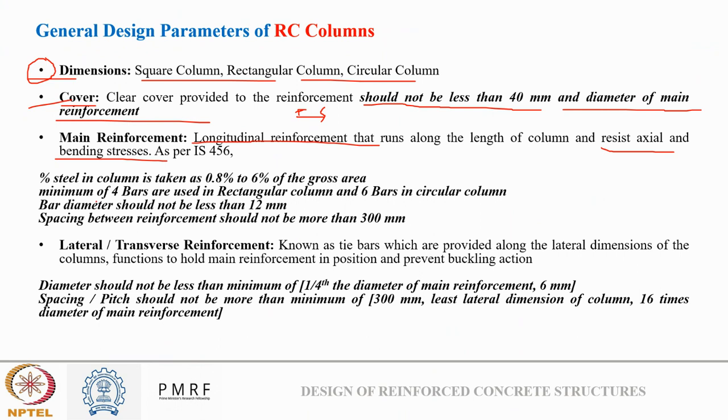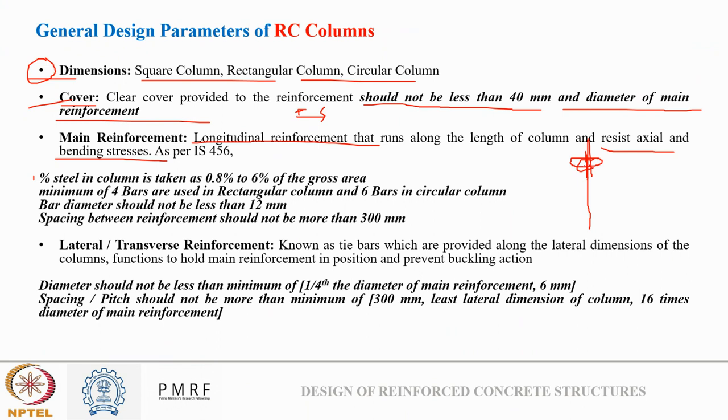So the first condition is that the percentage of steel in a column is taken as 0.8 to 6% of the gross area. Now, what happens if my area of reinforcement is more than 6%? We won't have a single rebar running throughout the length of the column. There will be cases when we need to lap the rebar, where two rebars run parallel to each other and are tied up at a point. This is known as lapping of rebars.